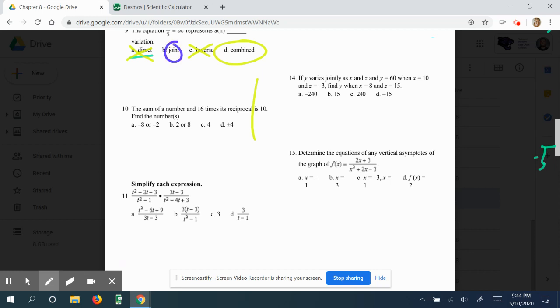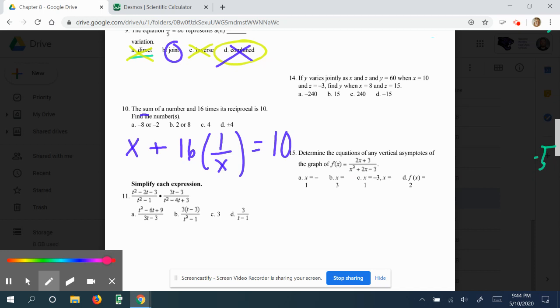Now, number 10. The sum of a number and 16 times its reciprocal is 10. Find the number. Okay, so that's kind of a goofy word problem. But it says the sum of a number and 16 times its reciprocal is 10. So sum means adding. A number, we'll call it x, plus 16 times its reciprocal. So that would be x plus 16 times 1 over x equals 10. Find what the number is, right?